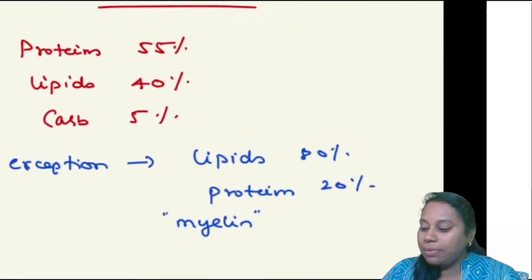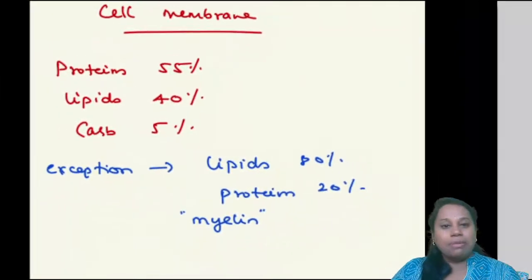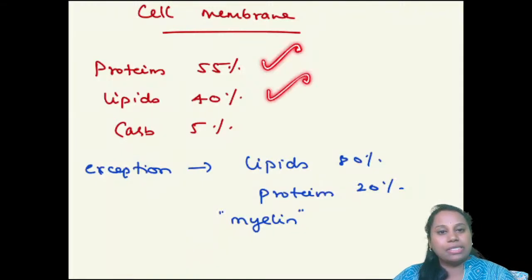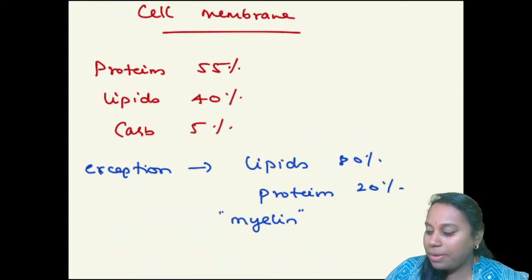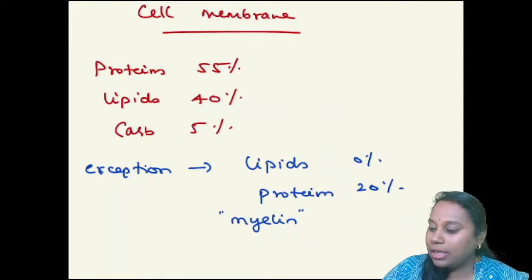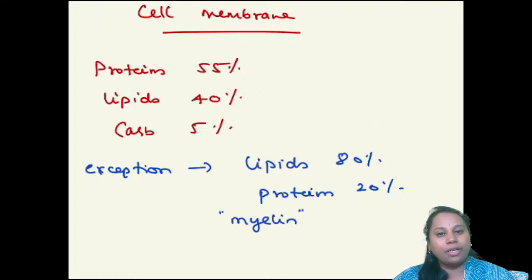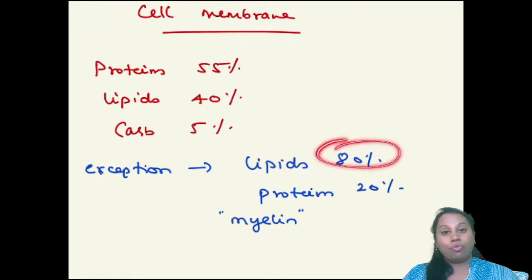The cell membrane composition. Cell membrane is made up of 55% proteins, 40% lipids, and only 5% carbohydrates. This is the composition of any normal cell membrane. But there is one membrane which has lipids of 80% and protein content 20%. The lipids are more than the proteins.